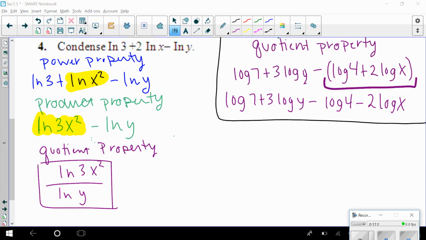All right, in this next example, we're condensing. So first I use the power property to get that 2 natural log of x to become natural log of x squared. Then I use the product property to combine the natural log of 3 and the natural log of x squared. And then lastly, I use the quotient property. So my final answer is the natural log of 3x squared divided by the natural log of y. Which actually I can simplify one step further to say that this is the natural log of 3x squared over y. So really this is my final answer.